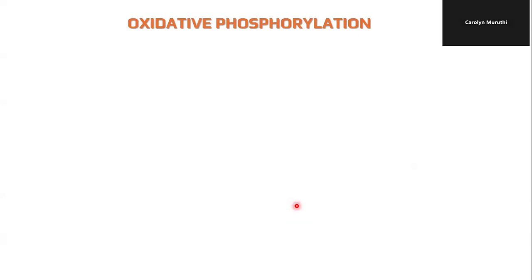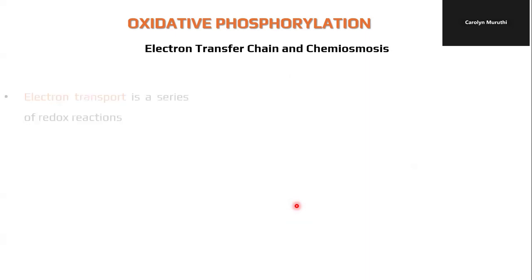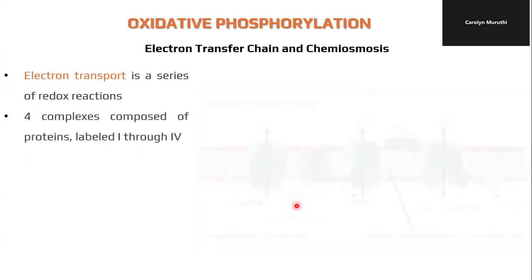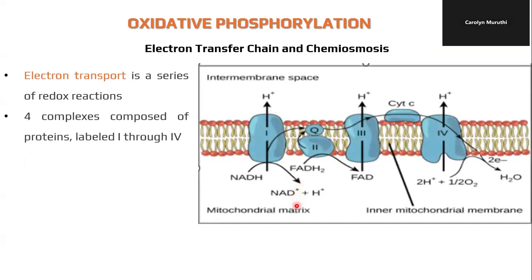And so this brings us to oxidative phosphorylation, which can be divided into two processes, that is the electron transfer chain and also chemiosmosis. And so when you're talking about the electron transfer chain, it's just a series of redox reactions, which is composed of 4 complexes labeled 1 through 4.